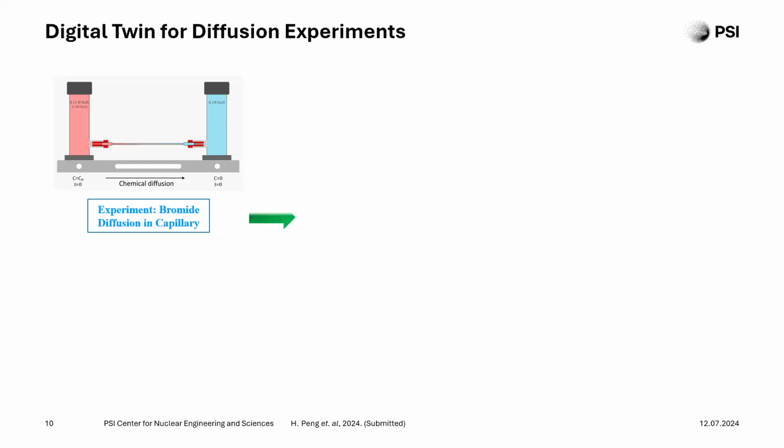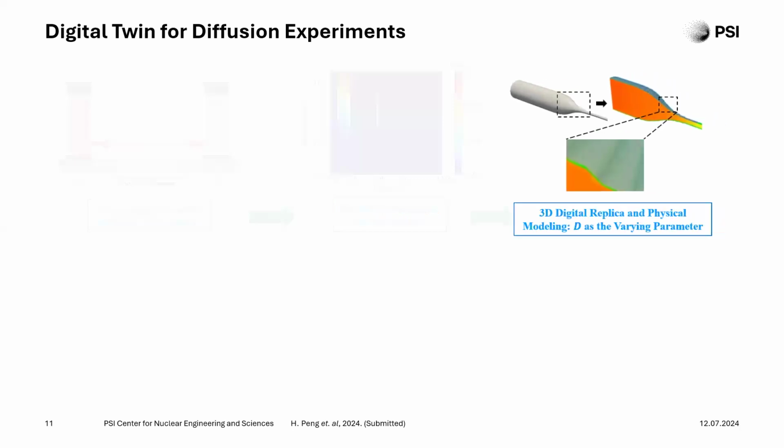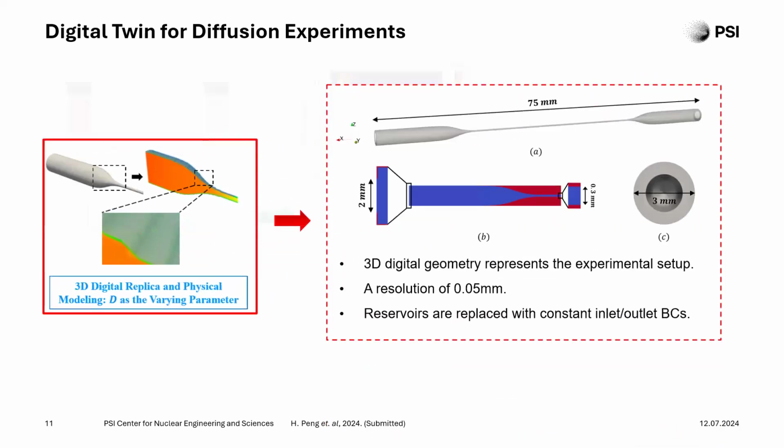For the experimental part, we inject the bromide from left to right as a tracer, using the same experimental setup. And from the XRF measurement, we could obtain the concentration profile along the capillary direction at different time steps. For the numeric part, first we need to generate a 3D geometry that precisely replicates the experimental setup. This geometry has a resolution of 0.05 millimeters. And the reservoirs are replaced with constant inlet and outlet boundary conditions. Here we treated the porous media as a homogeneous porous media.